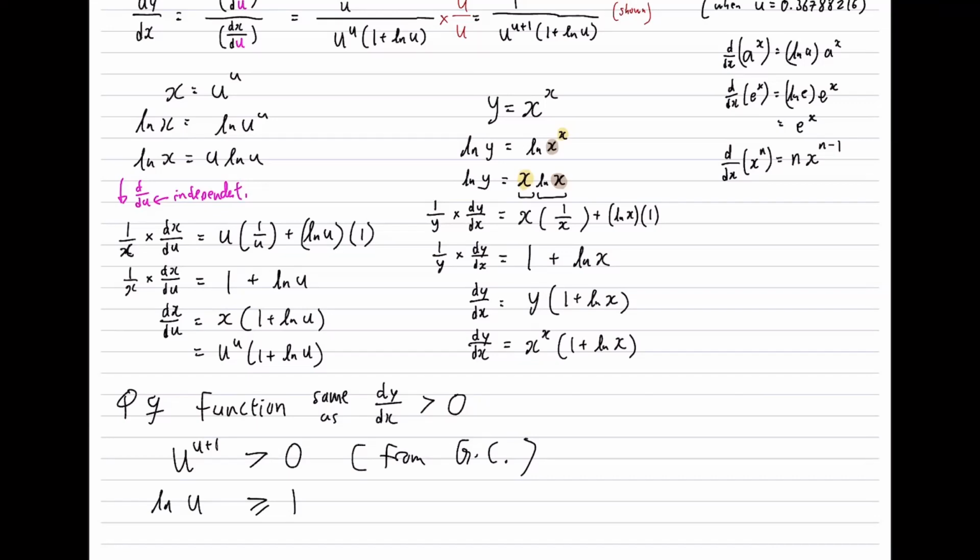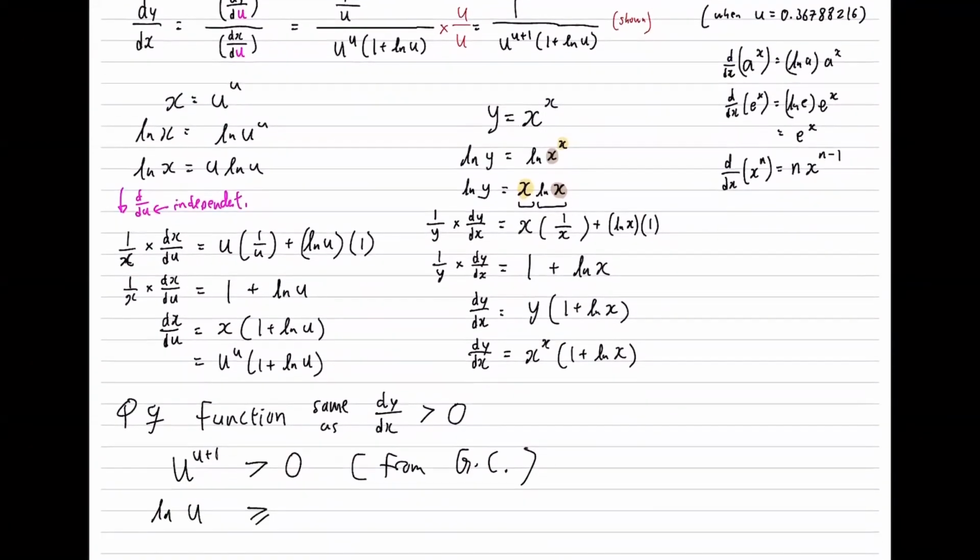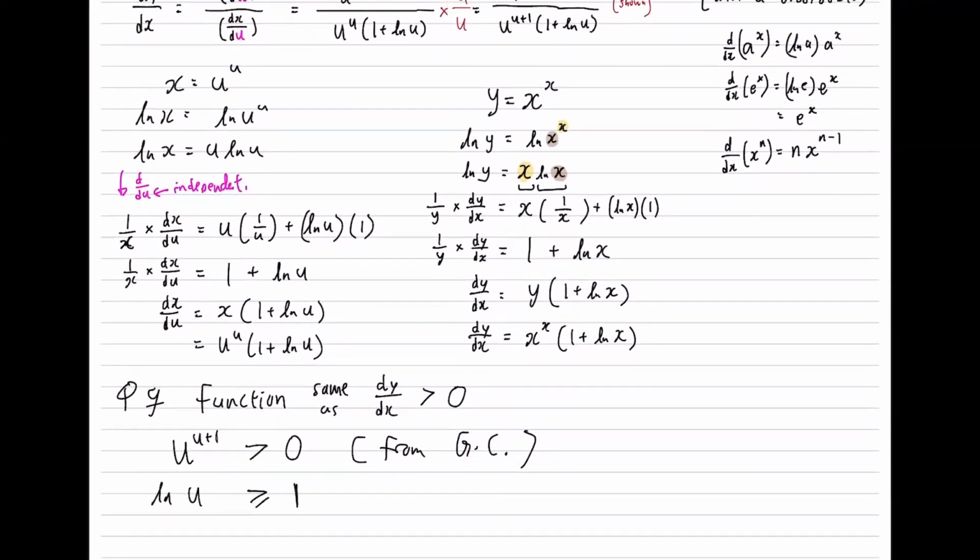Let me think a bit. Here the u is more than or equal to 1. So ln u is more than or equal to 0, since u is more than or equal to 1. You can use GC as well to verify. It can be equal, because if u is equal to 1. But what do we have on the denominator? Let's take a look.